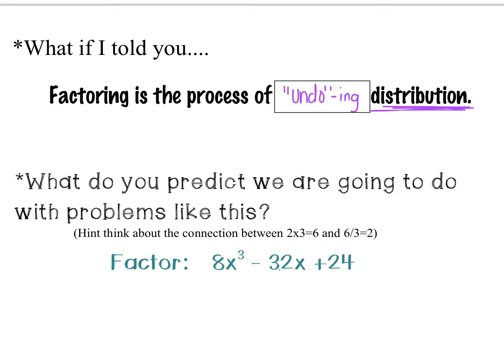So if I gave you 8x to the 3rd minus 32x plus 24, and I wanted you to factor it, what do you think we would do? And my hint is this: 2 times 3 equals 6, and 6 divided by 3 equals 2. So this undid what happened here. So what do you think we would do if we were going to factor and it was the undoing of distribution?